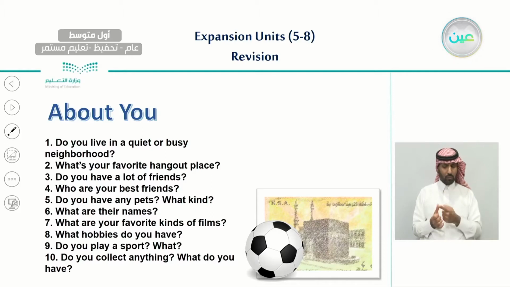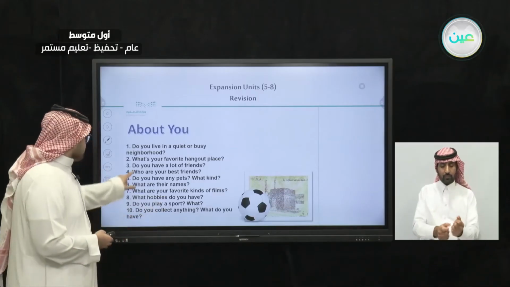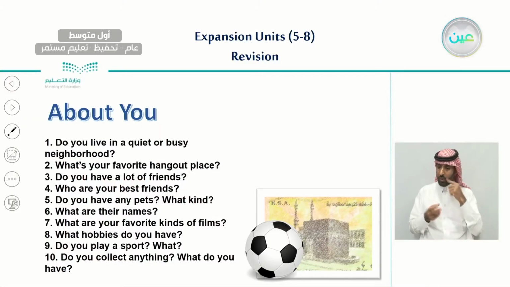The first one, do you live in a quiet or busy neighborhood? What is your favorite hangout place, the place you like to go out with your friends? Do you have a lot of friends? Who are your best friends? Do you have any pets and what kind? What are their names? What are your favorite kind of films? What hobbies do you have? Do you play a sport and what is it? Do you collect anything? What do you have?